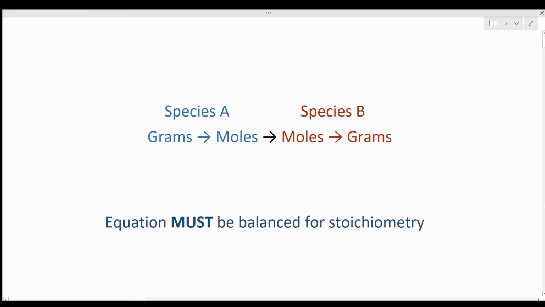So basically what you're doing is you're reading a question and you're determining what you have. Either you have grams or moles of one species, and then you're determining what you need to convert to, moles or grams of the other species. And if the problem wants you to just go from moles to moles, you know that all you need to do is look at the balanced equation and make your proportions based on that.